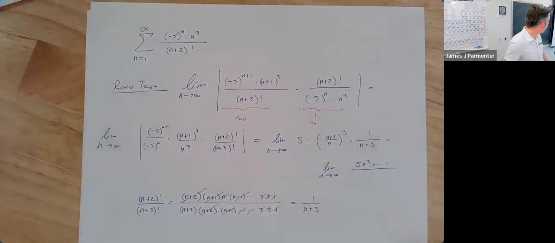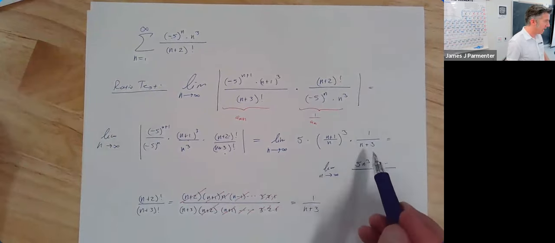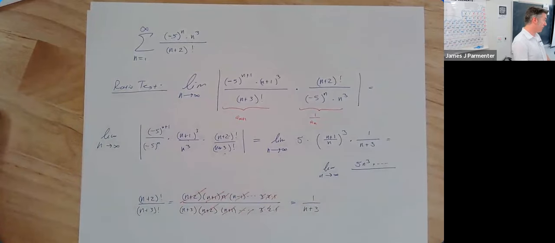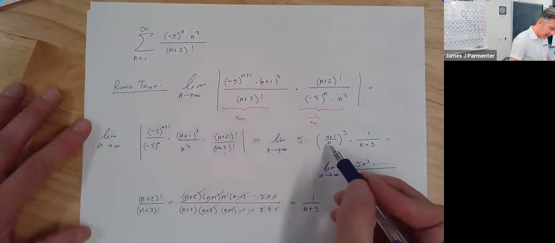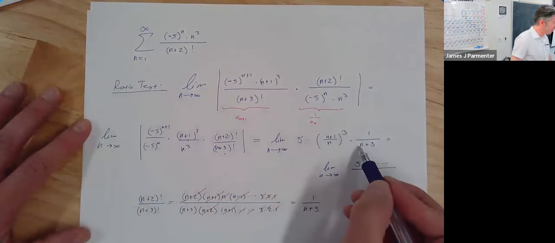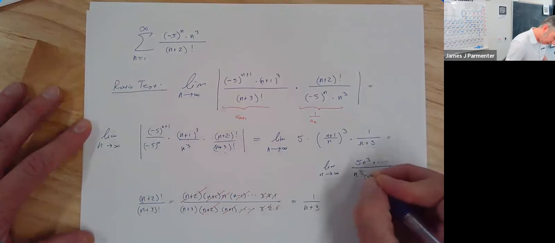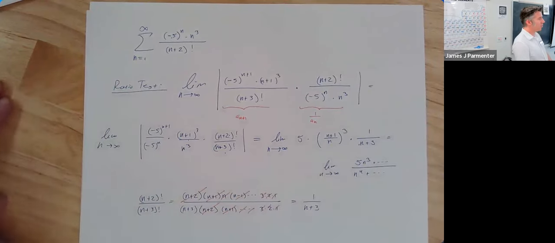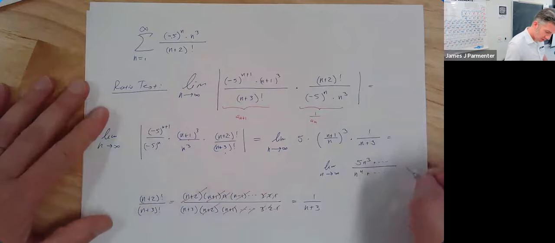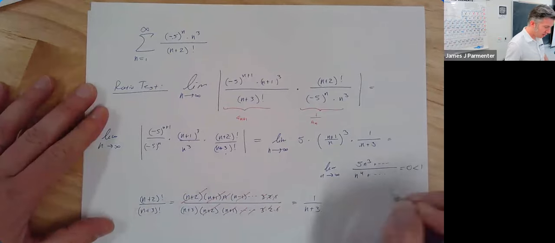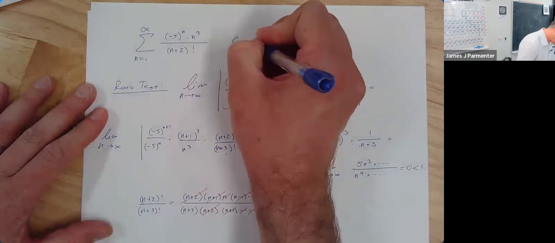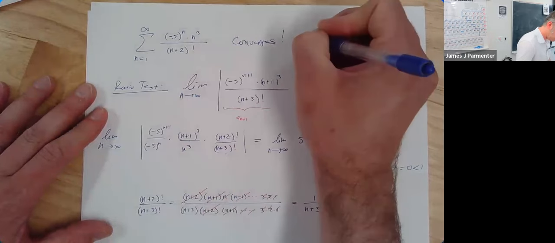If you multiplied out the entire bottom, this times that, what would your highest power of n be? Not squared, a little more, right? Because this is an n to the third times another n, which would be an n to the fourth. So the higher power is in the denominator, which means the denominator is getting bigger faster, which means the overall limit is going to be 0. And 0 is less than 1, which means this converges by the ratio test.